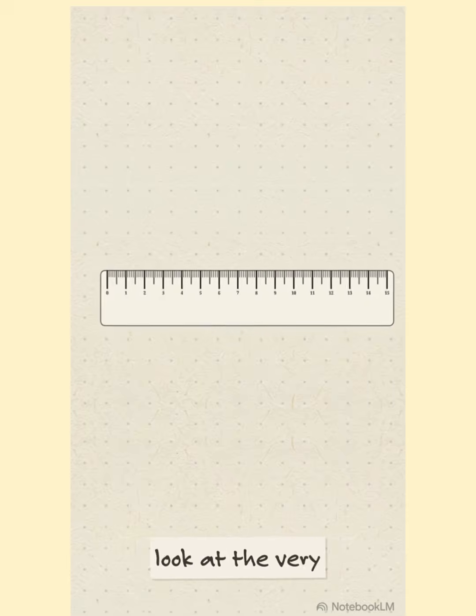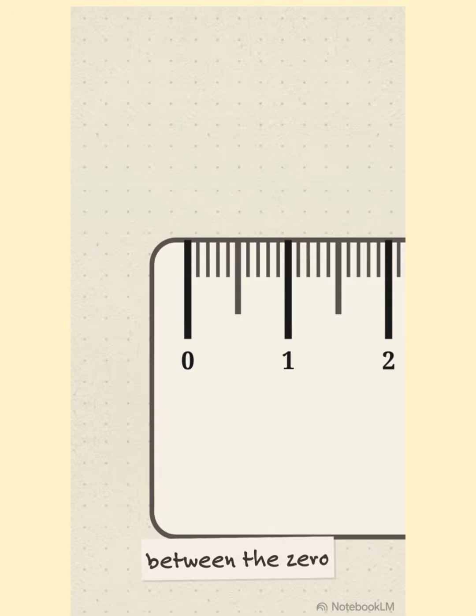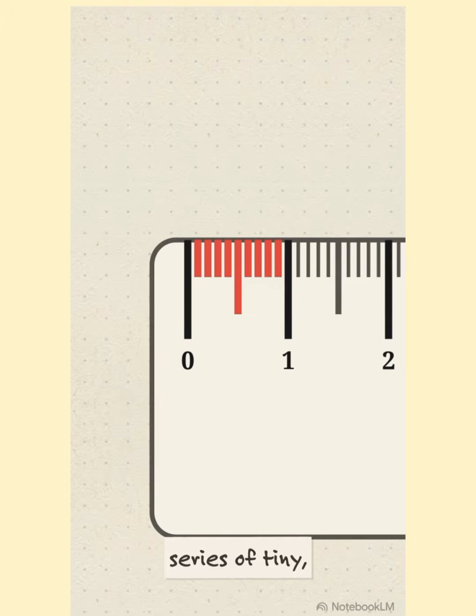Let's take a closer look at the very beginning of the scale. Focus strictly on the physical space between the 0 and the 1-centimeter mark. At a quick glance, this gap might look tiny, but it isn't empty. It is densely packed with a series of tiny, unnumbered subdivision lines.